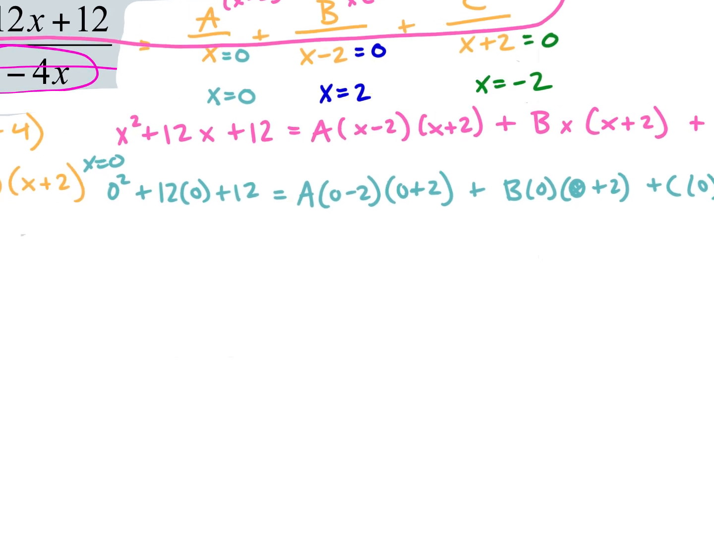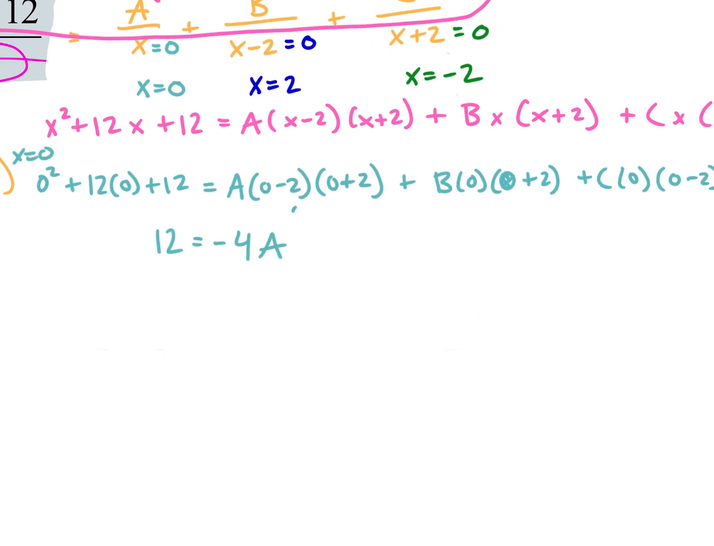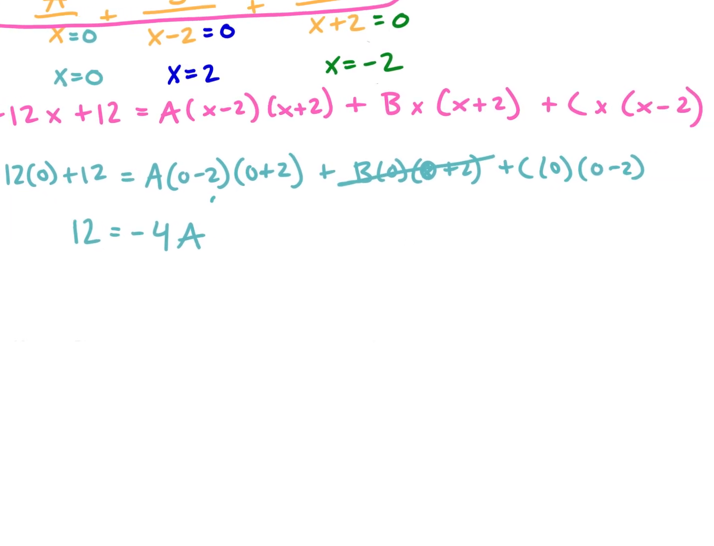So on the left side of our equation, we're just left with 12 equals, here we have A times negative 2 times positive 2, so negative 4A. Then we have B times 0. What's B times 0? 0. So this whole thing goes away because it equals 0. What about C times 0? 0. So this whole thing goes away. So we're just solving for A from here. What would we do next to solve for A? Divide by negative 4. So what does A equal? Negative 3.